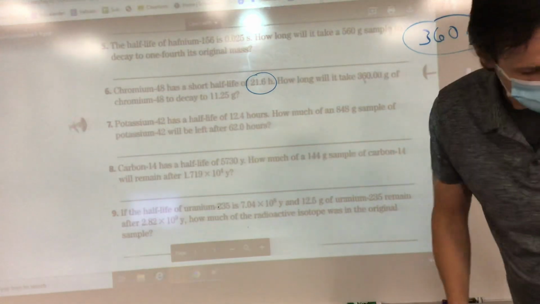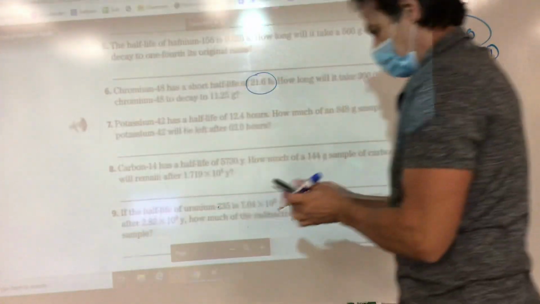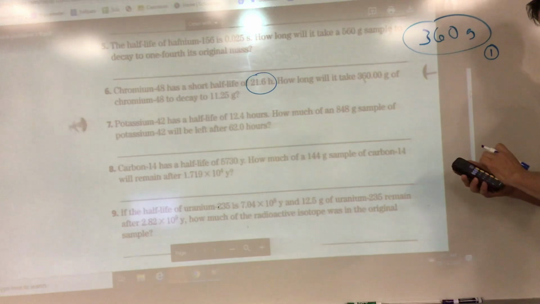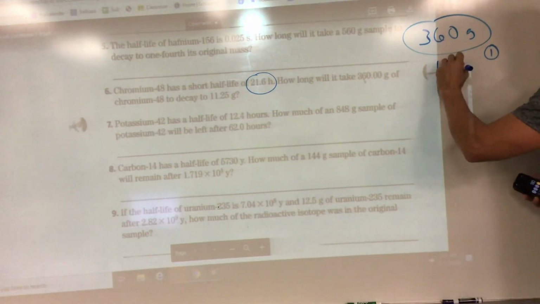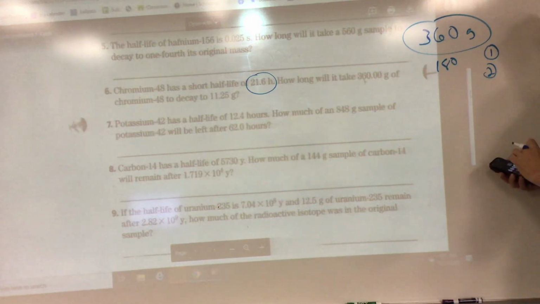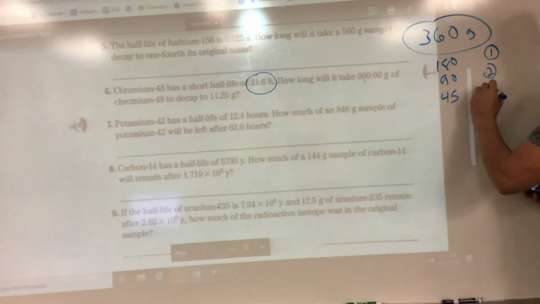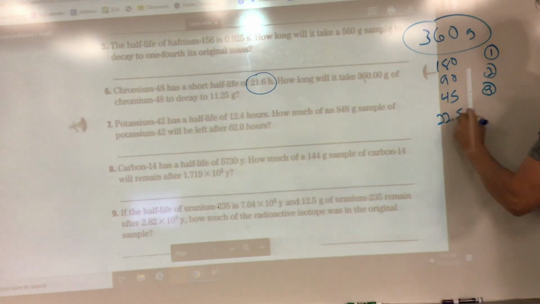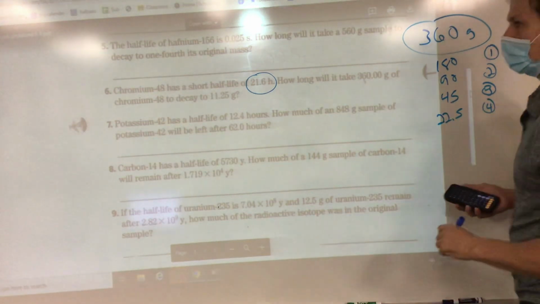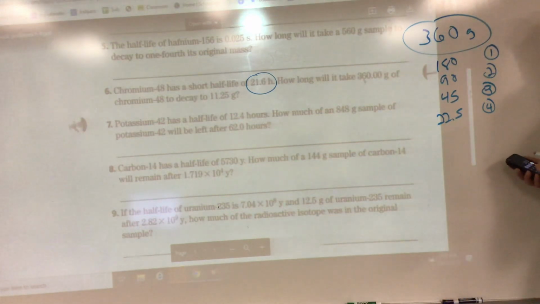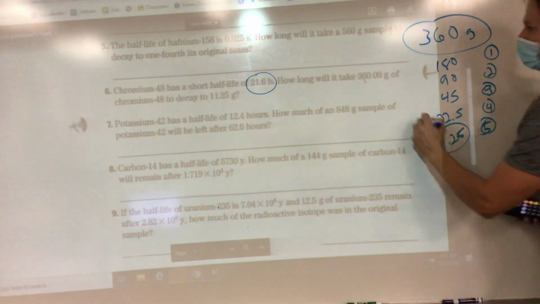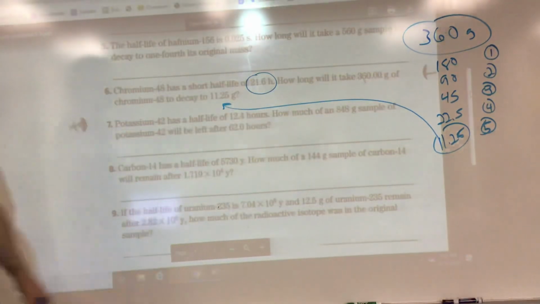So half of 360. All right, so I got 360 divided by 2, 180. Divided by 2, it should be 90. Divided by 2, 45. That's 3 half-lives in. Divided by 2, 22.5. That's 4 half-lives. Looks like one more time. Divided by 2, 11.25. So it went through 5 half-lives to get to that. 5 half-lives. Okay? See how I did that?